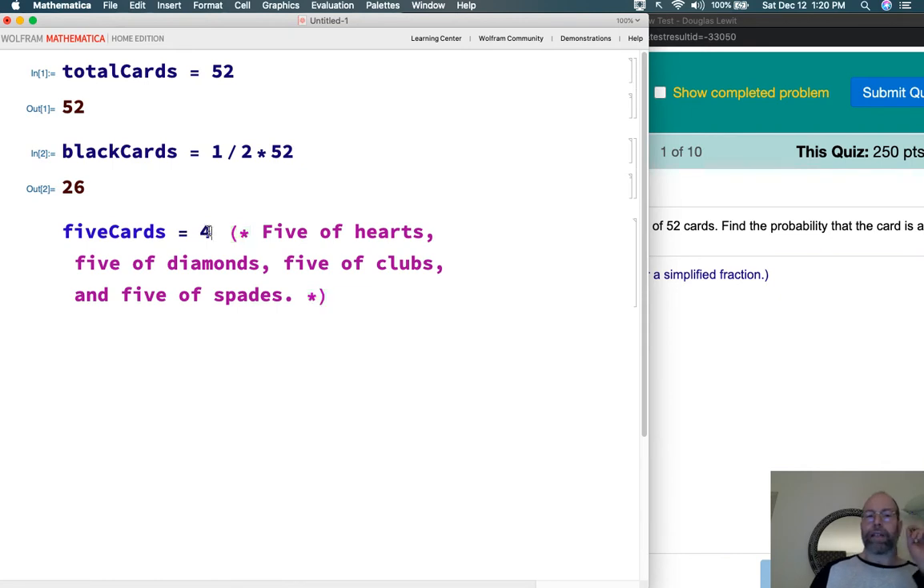Actually, I stand corrected. Let me enter 2 here instead of 4, because the 5 of hearts and the 5 of diamonds are red. The 5 of clubs and the 5 of spades are black. So we have two 5 cards that are black.